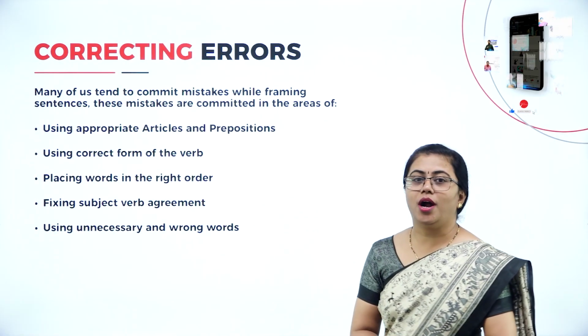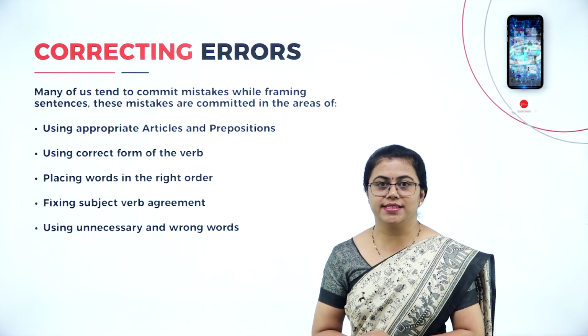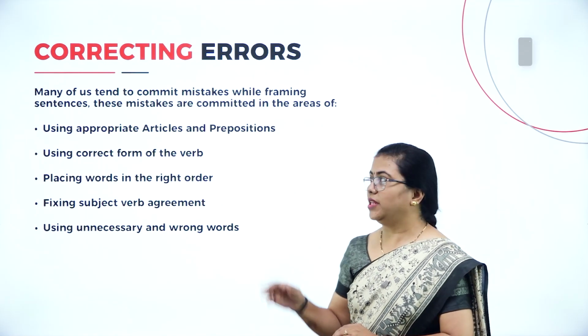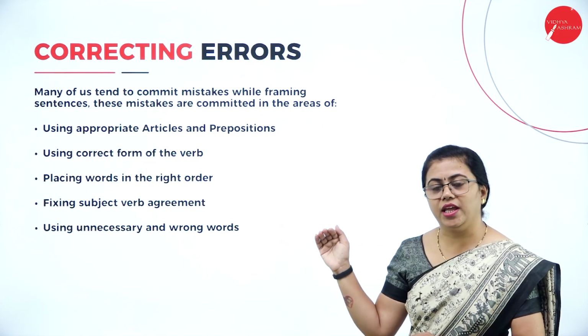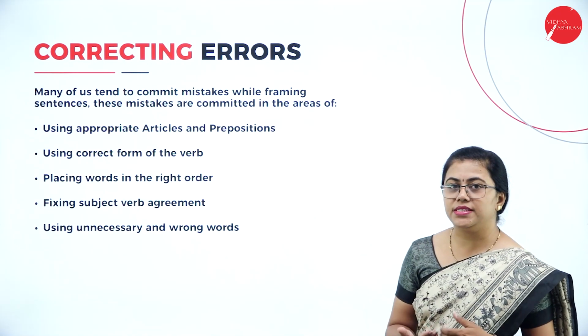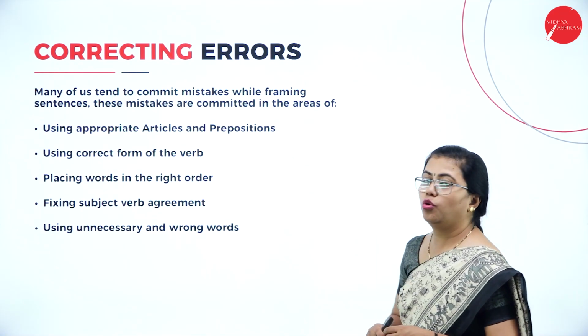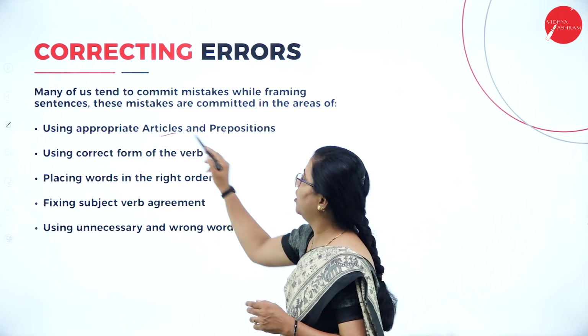So here we need to understand what is correction of sentences first. Where do we make mistakes more commonly? There are places wherein very commonly many of them make mistakes. Most of us commit mistakes in these parts. So which are those? We don't use appropriate articles or prepositions.